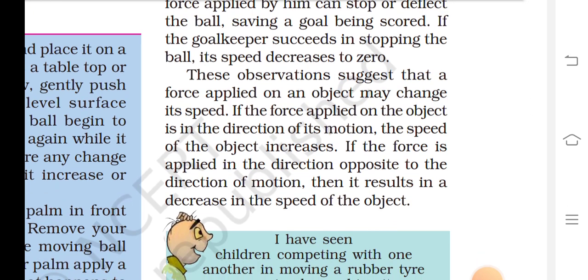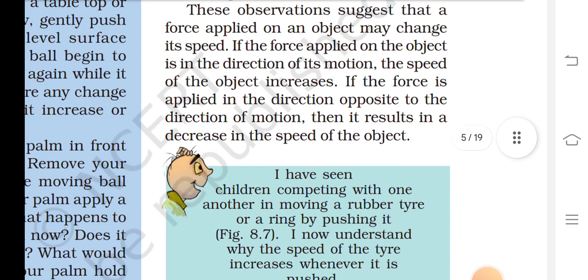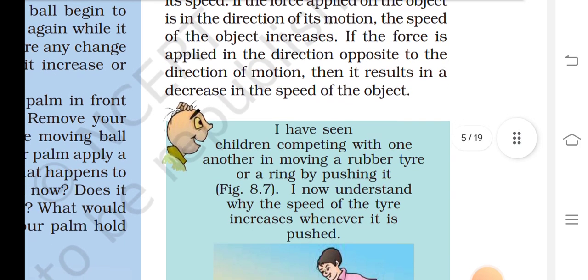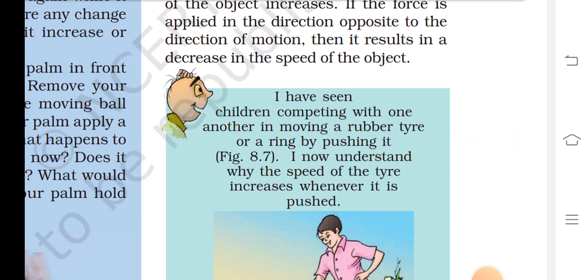If the goalkeeper succeeds in stopping the ball, its speed decreases to zero. This observation suggests that a force applied on an object may change its speed. The speed of the object increases if the force is applied in the direction of its motion. The speed of the object decreases if the force is applied in the direction opposite to the direction of motion.